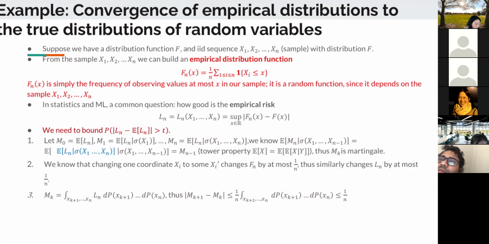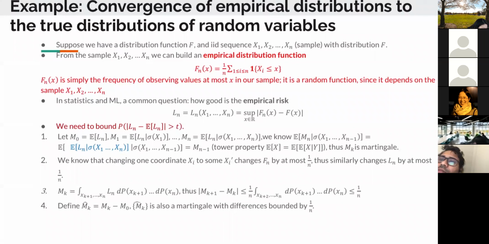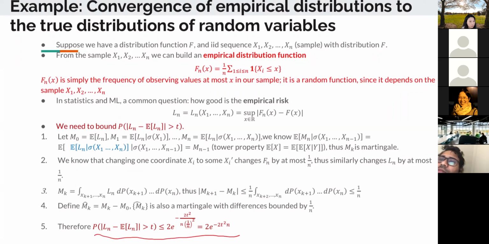So once you have that, if you define Mk hat as a shifted version of Mk, then Mk hat is going to be a martingale with differences bounded by 1 over n. Then you can use Azuma's inequality to get this perturbation probability. So this will tell you how good your empirical risk estimates the true distribution.